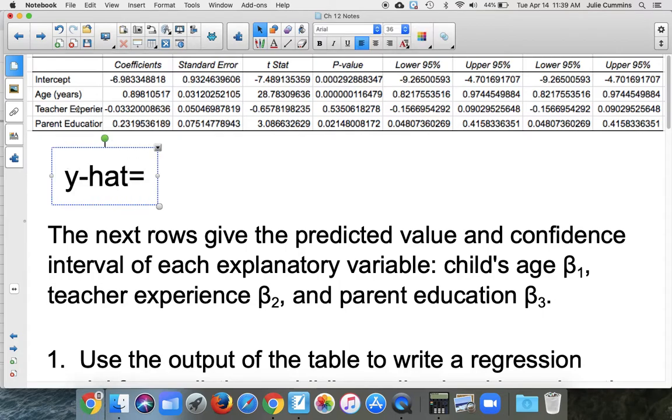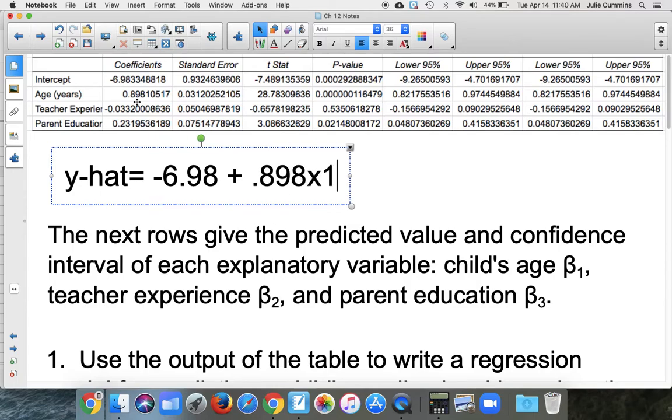And now we need to start looking at our coefficients. This first one here says intercept, so that's our first, negative 6.98, plus, and then we'll go to our next one, which is age. So we'll do 0.898 x1. When you write that, you want that to be a subscript.